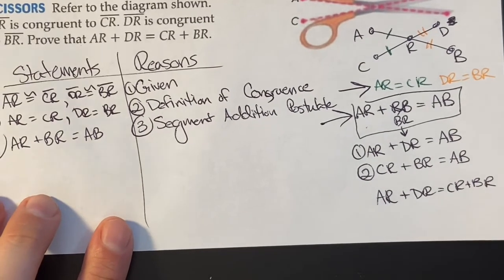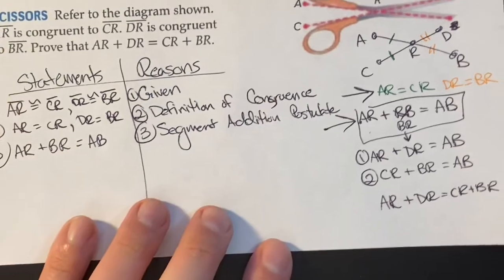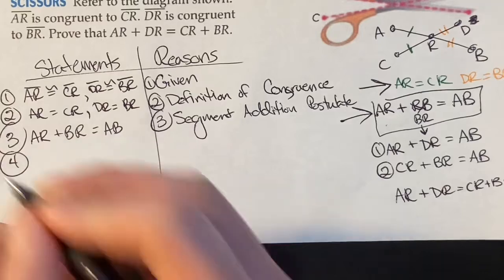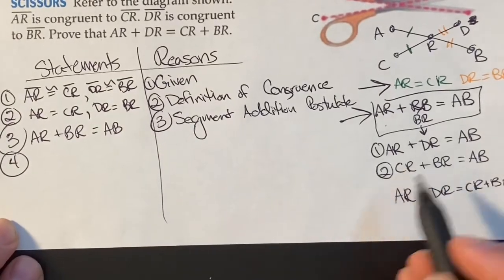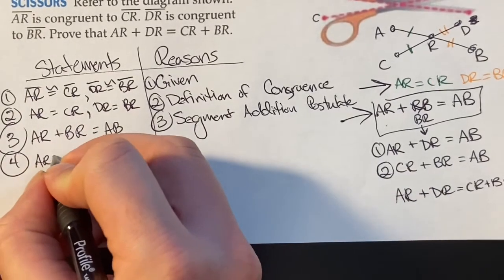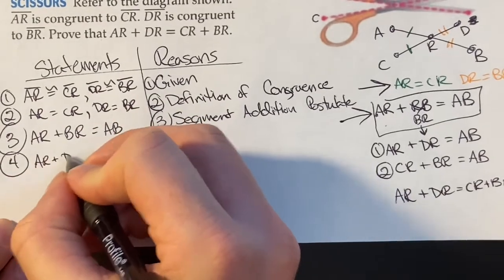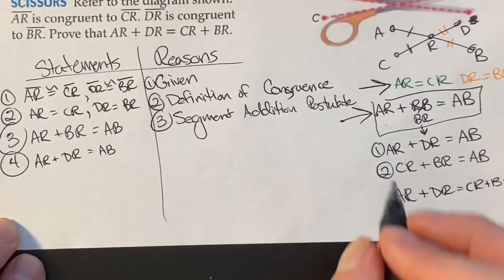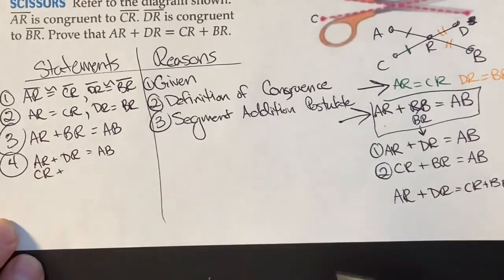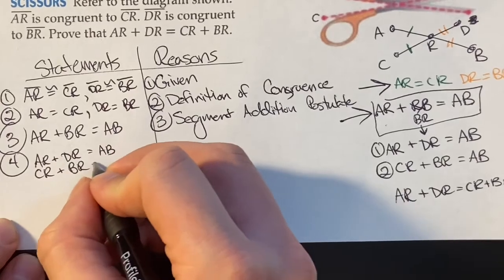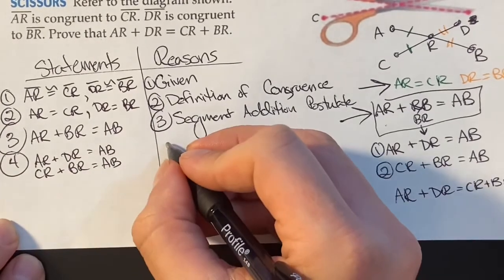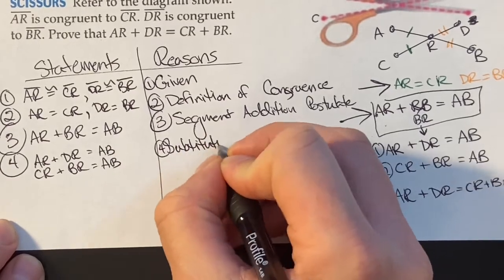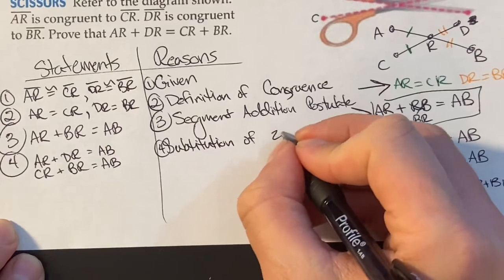And I realized you couldn't see half of what I was doing. 4 is AR plus DR equals AB, and also CR plus BR equals AB. And that's because I substituted 2 and 3.